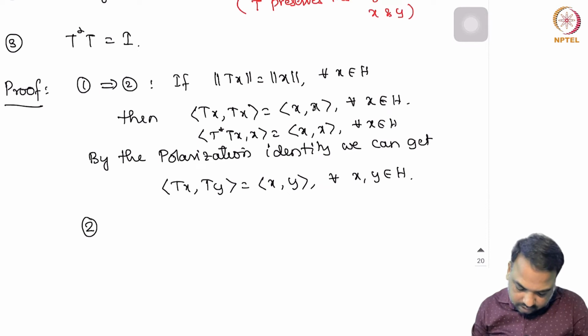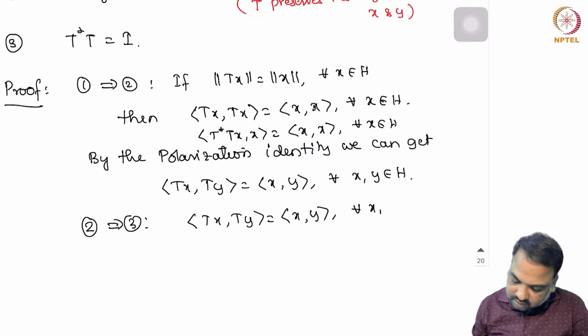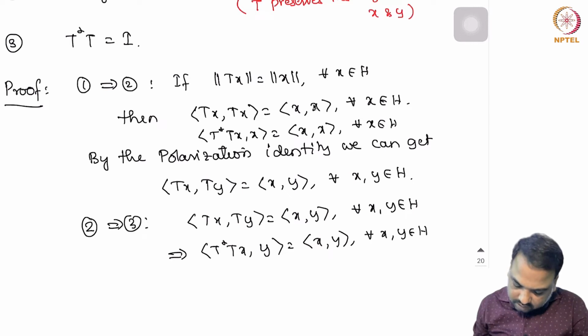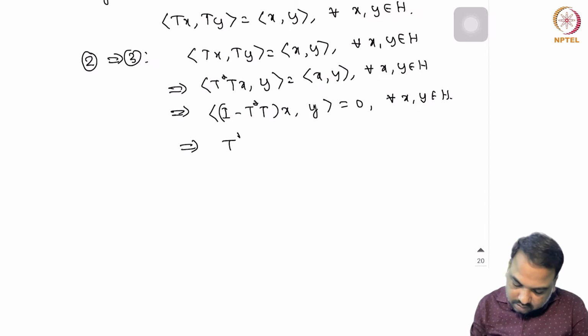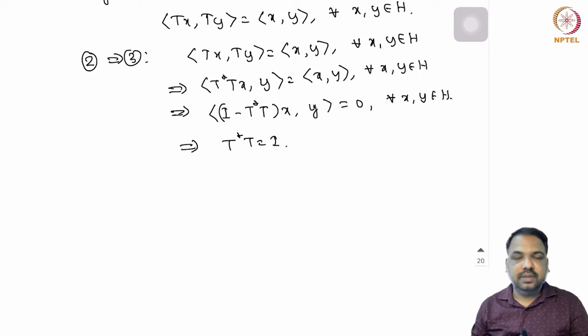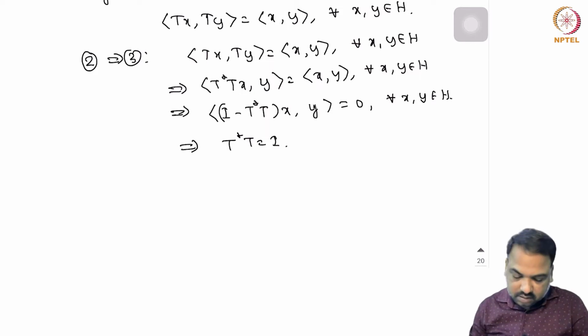Now let us look at 2 implies 3. If the inner product of Tx with Ty is exactly the inner product of x with y for every x, y in H, then this implies the inner product of T star T x with y equals the inner product of x with y for every x, y in H. Now from this we can say that the inner product of (I minus T star T)x with y is 0 for every x and every y in H. Now from this we can say that T star T is the identity. This is the proof for 2 implies 3.